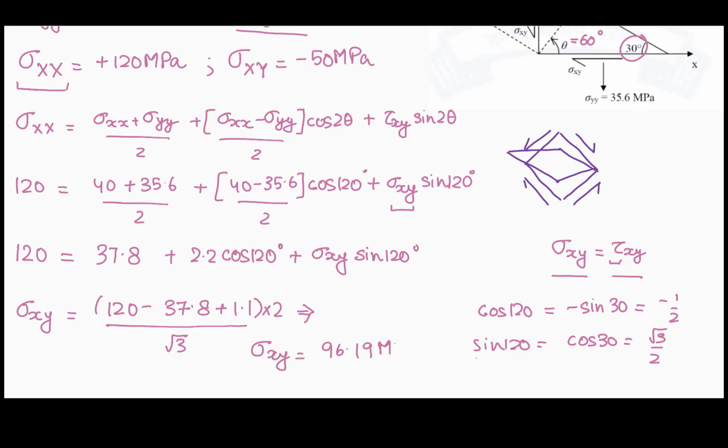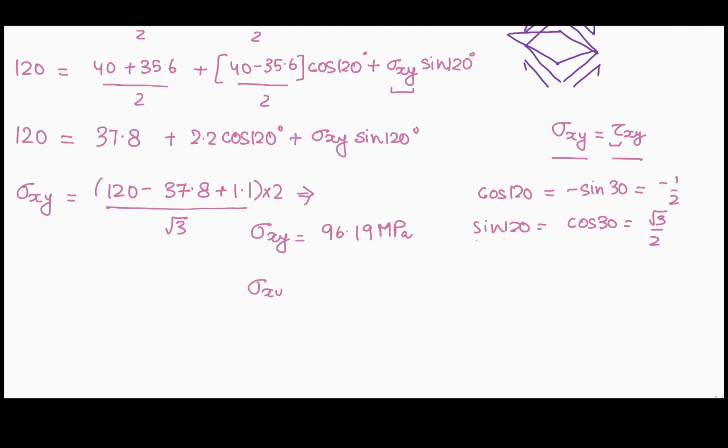96.19 MPa. However, in the question, we are expected to round the stress off to the first decimal place and report the absolute value of the stress. Since our stress comes out to be positive, the absolute value and the obtained magnitude is plus 96.2 MPa, and this is our final answer.